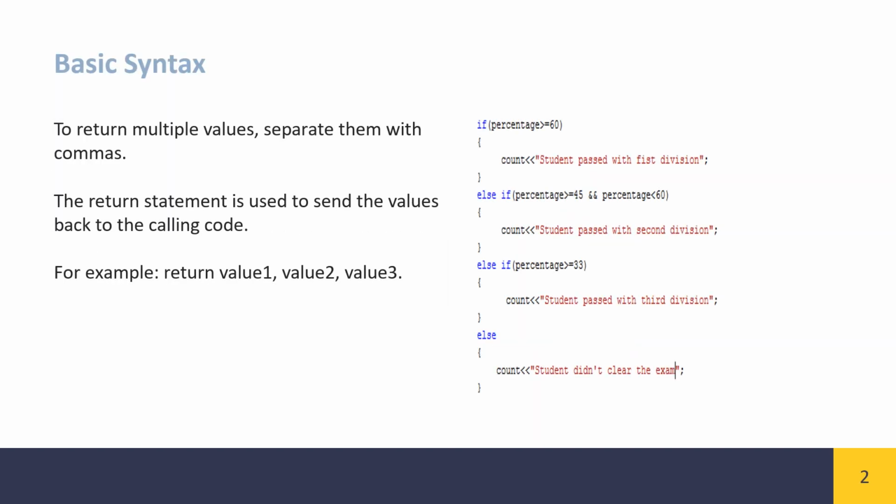Basic syntax. To return multiple values, separate them with commas. The return statement is used to send the values back to the calling code. For example, return value 1, value 2, value 3. Here is an example program.